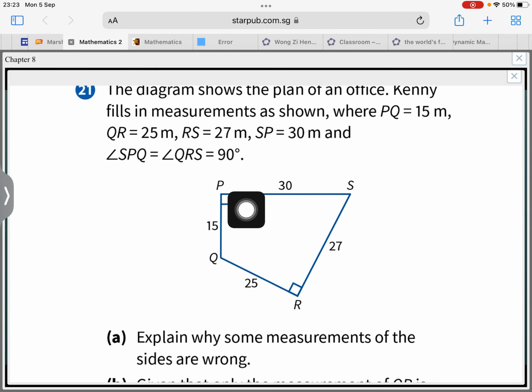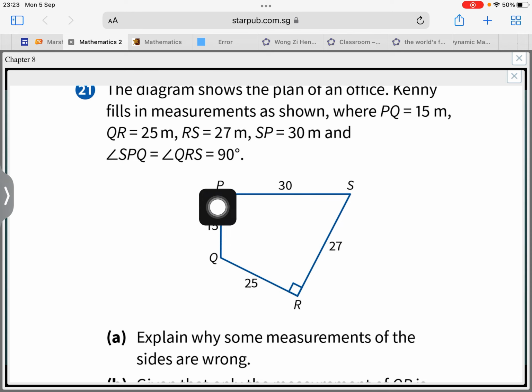If this is a right angle, and this is a right angle, and you join SQ as a line, this gives you a right-angled triangle. So PQS is a triangle, QRS is also a triangle. This means that the two of them share a common side, meaning QS must carry the same value. So we can find QS in two ways. Since both are right angles, QS is the hypotenuse for both of these triangles.